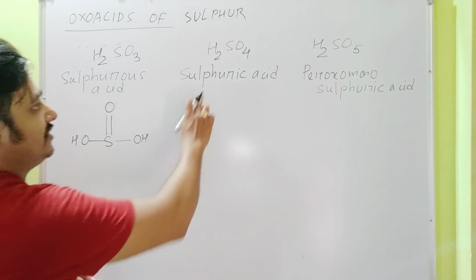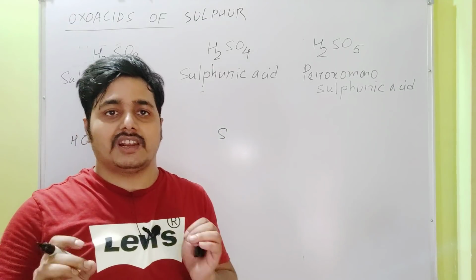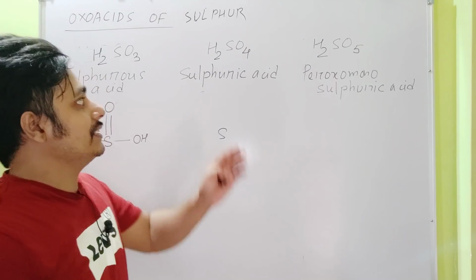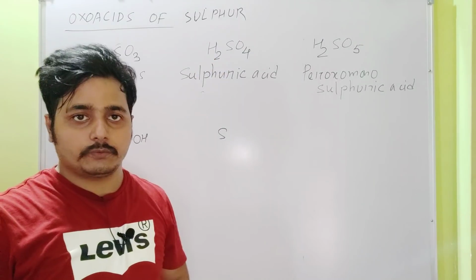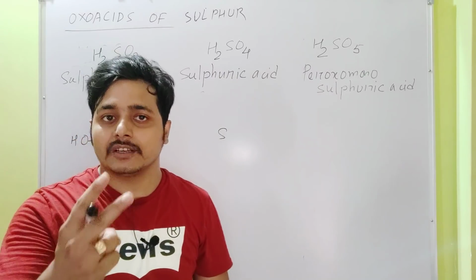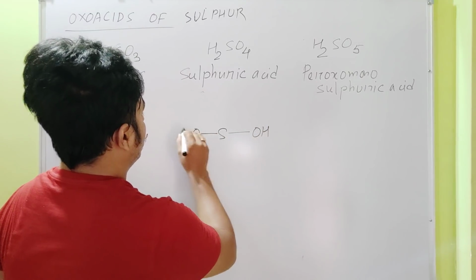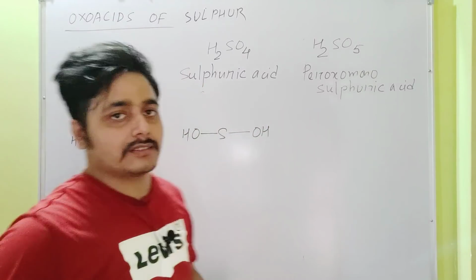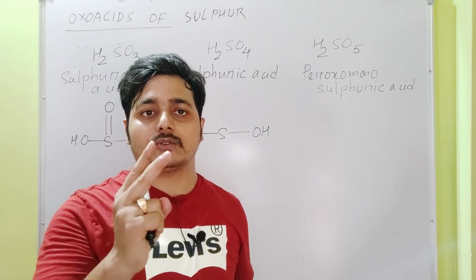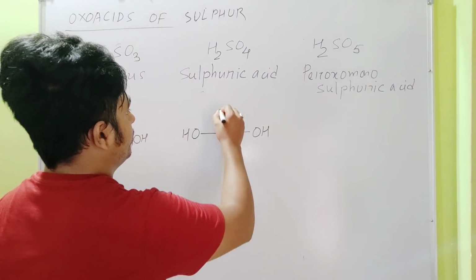In this case, again the central atom is sulfur. Now look at the number of hydrogen atoms. It is 2. 2 hydrogen means 2 OH group. Now this compound is left with 2 more oxygen atoms. Those 2 oxygen atoms are double bonded oxygen.